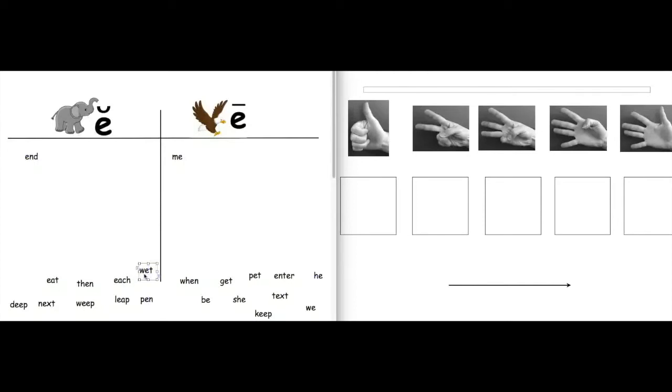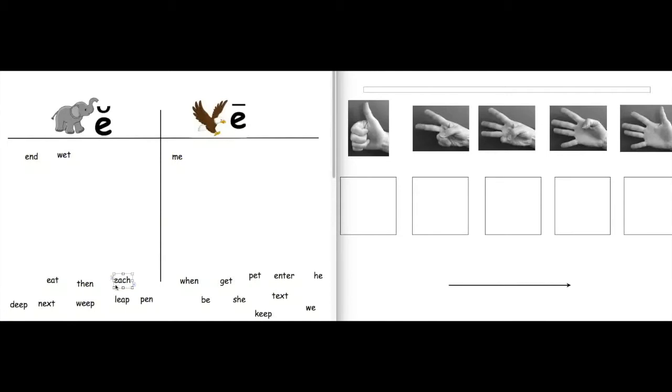Let's look at another word. Let's look at this word. Wet. Let's make the sounds in wet. Wet. Use your hands. T. 3 sounds. Wet. Did you hear a long E or a short E? You're right. I heard a short E too. Right in the middle. Like elephant. Fantastic.